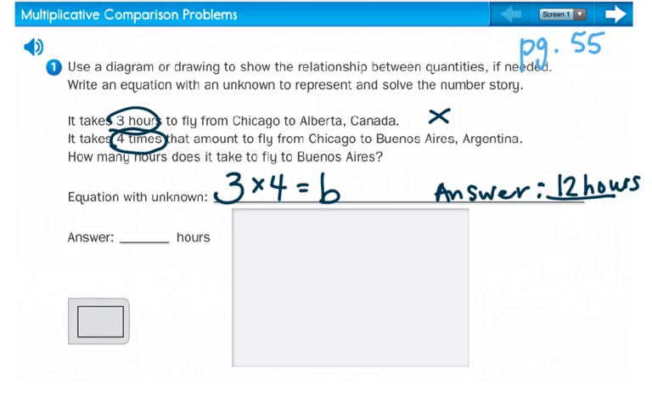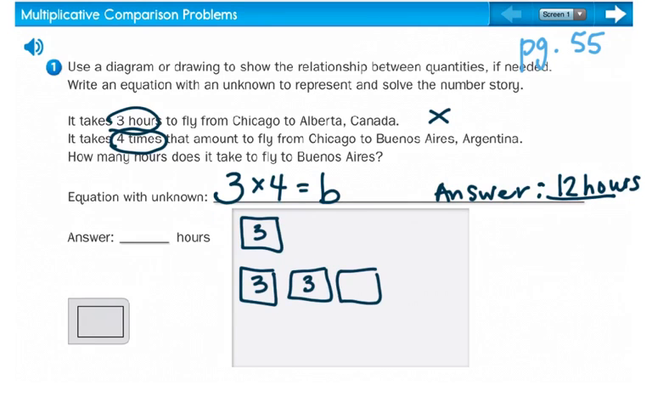If I were going to show that with a diagram, I might show the 3 hours, and then 4 times that amount would be 1, 2, 3, and 4. And 3 plus 3 plus 3 plus 3 is 12, or 3 times 4 is 12. The answer is 12 hours.